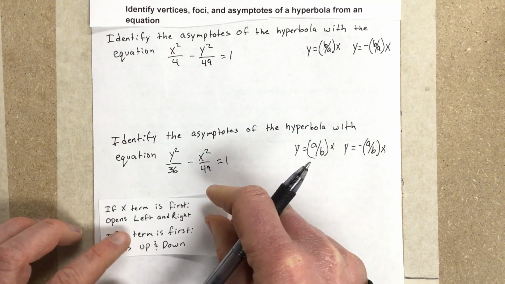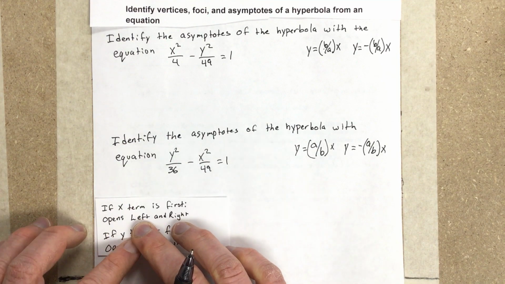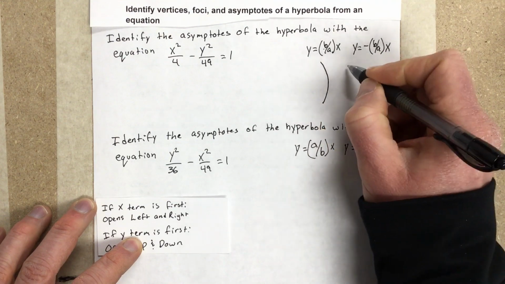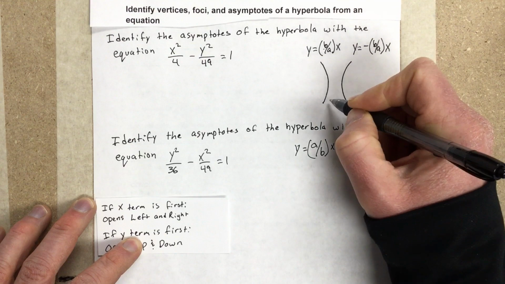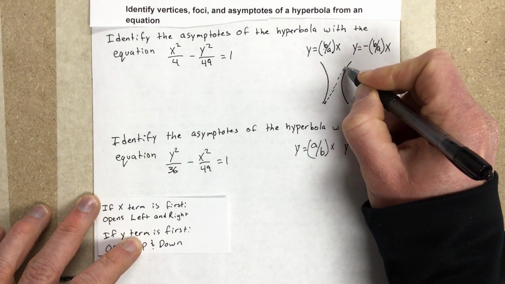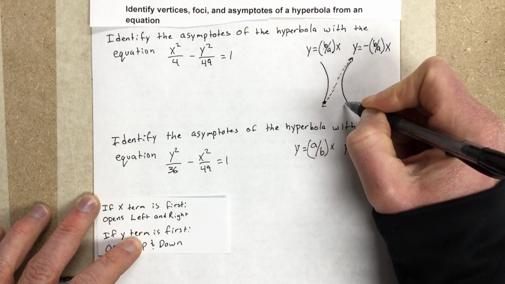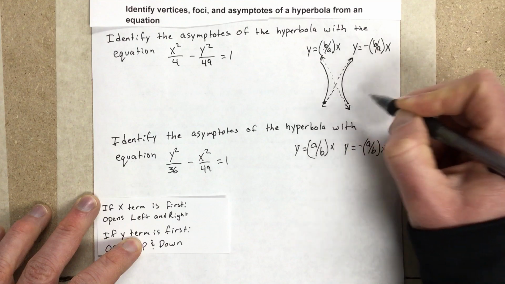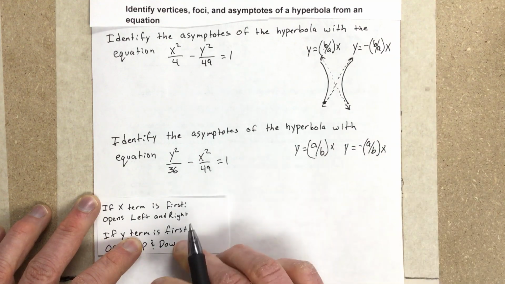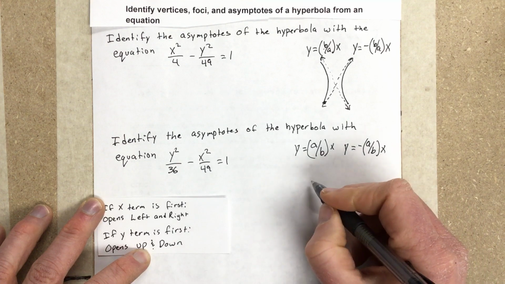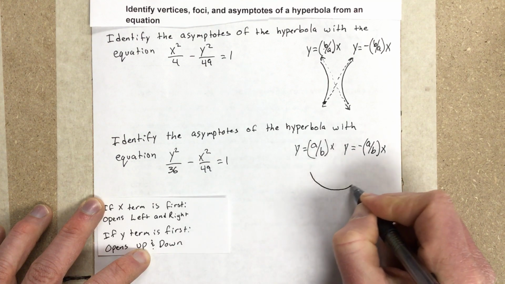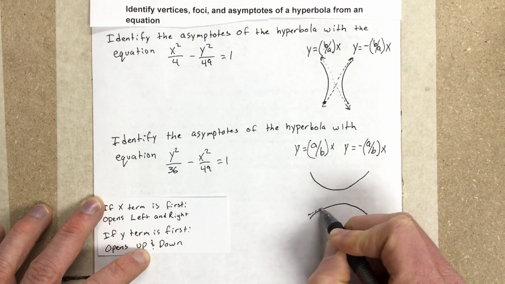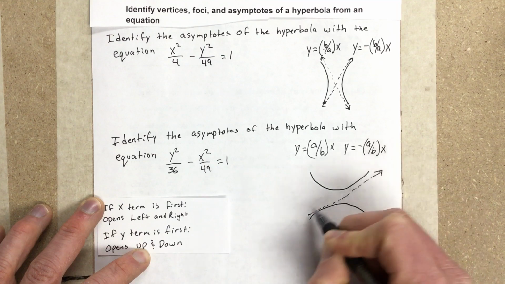And the reason I did that is because if the x term is first, we have a hyperbola that opens left and right. So we would have a hyperbola that looks like this. And it would have asymptotes that run just like so. And so this hyperbola would get really close to these asymptotes but never touch. And then if we have the y term first, it would open up and down, so it would look like so. And we'd have asymptotes that would run just like so.